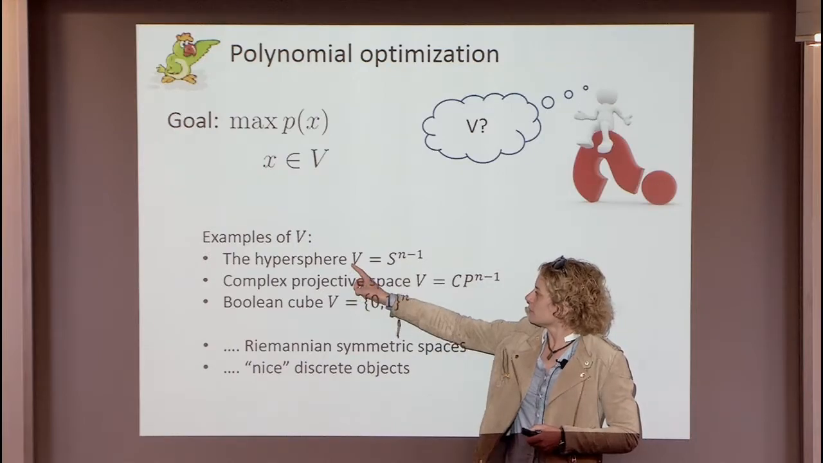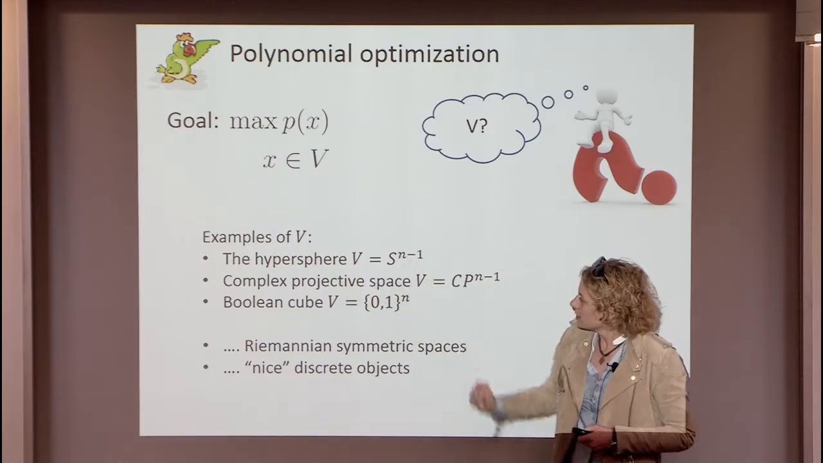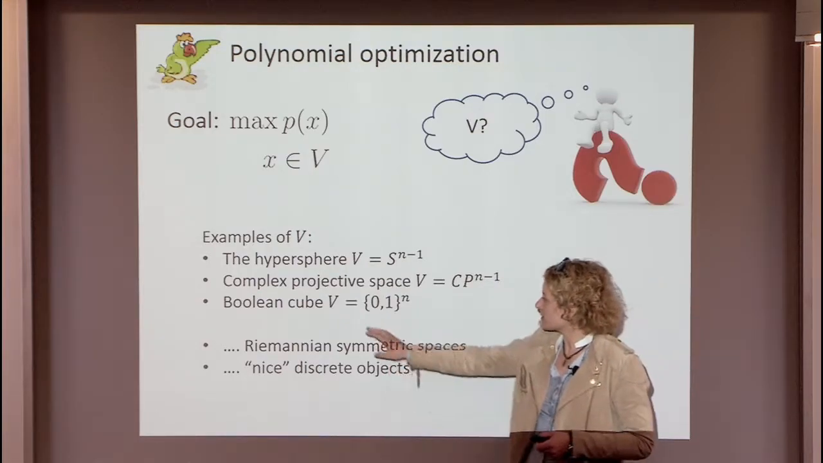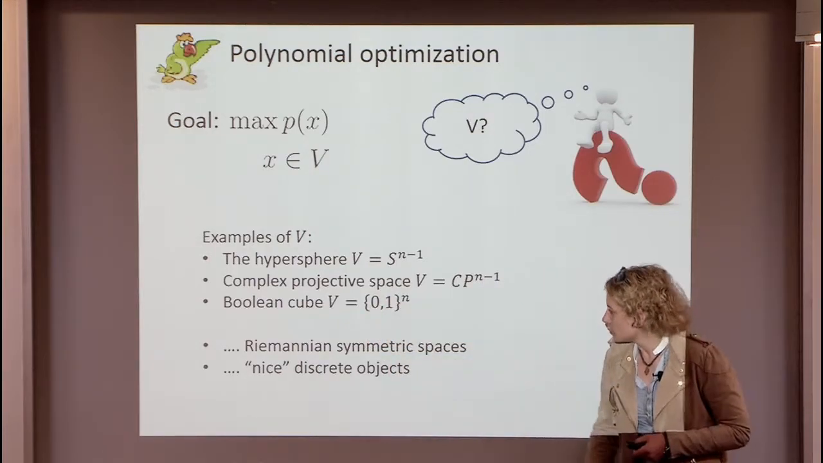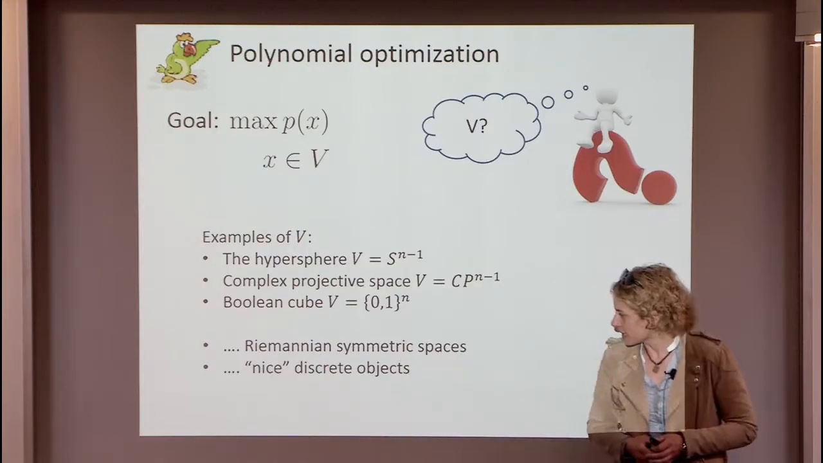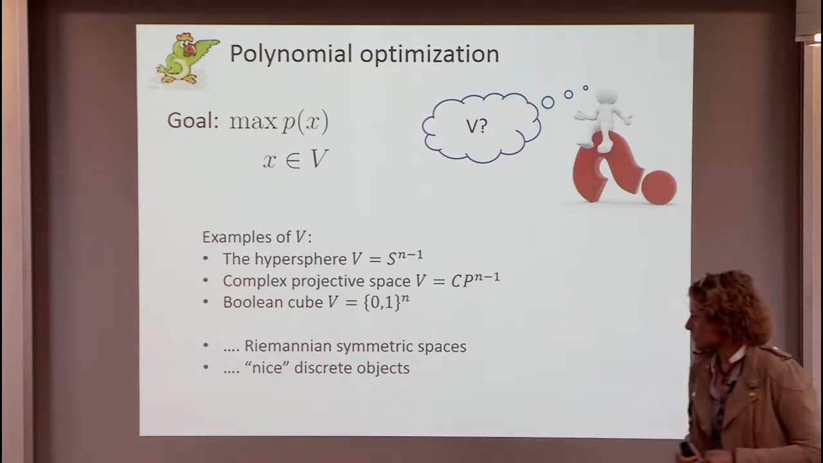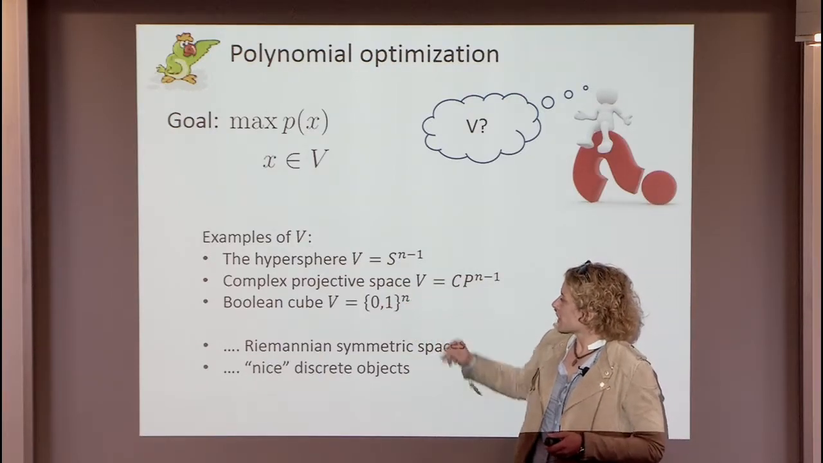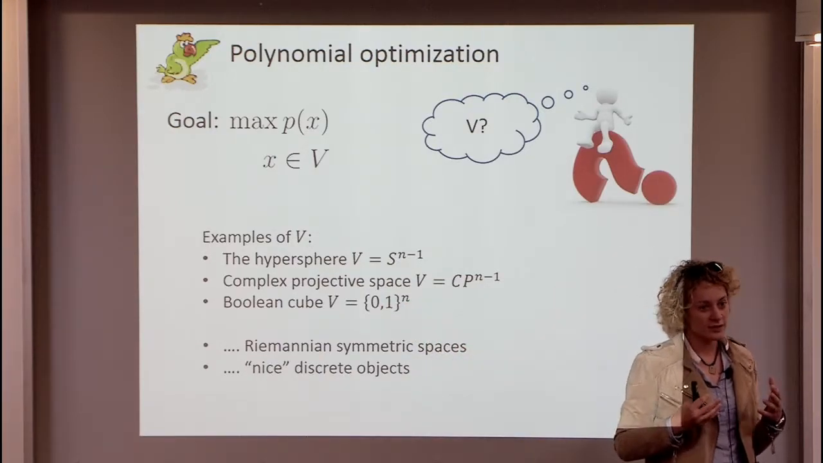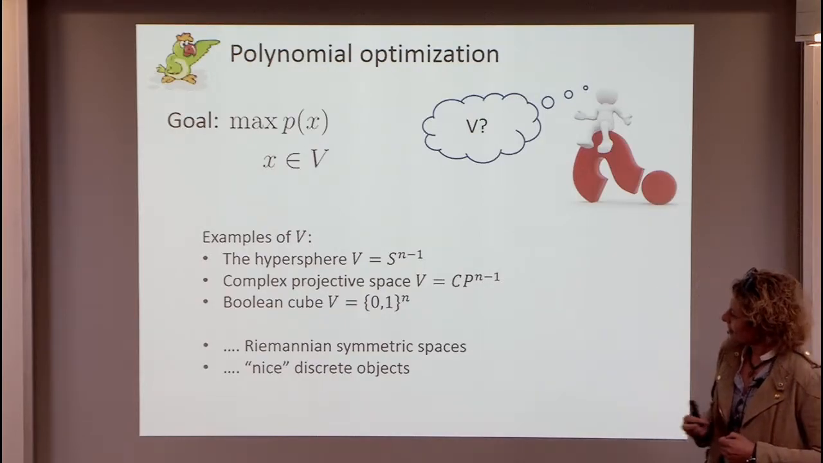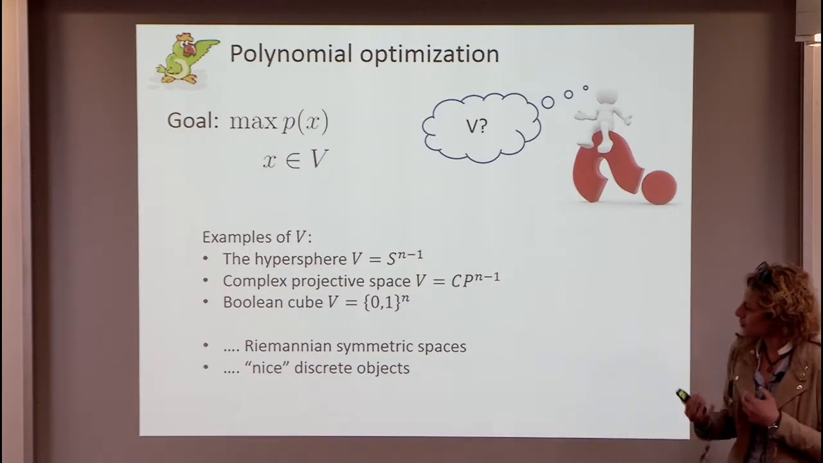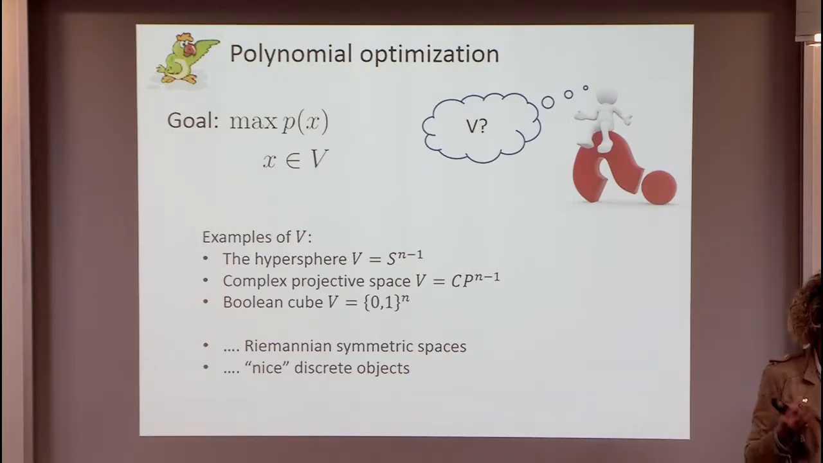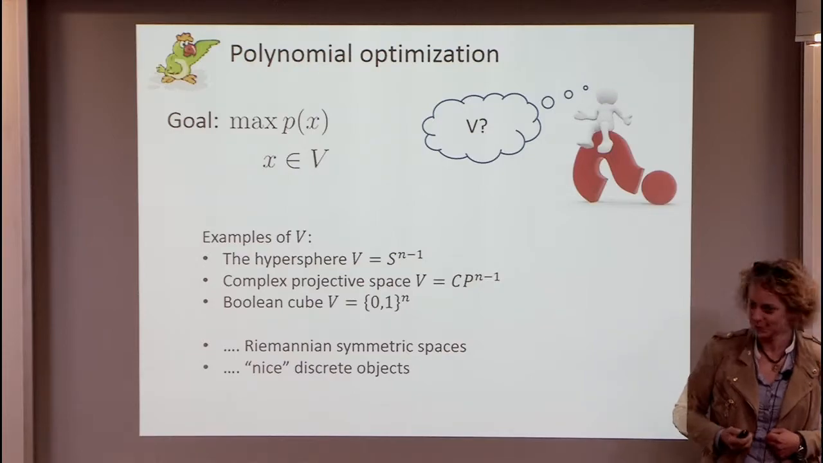For example, V might be the hypersphere of dimension n. It could also be a complex projective space. It might also be a discrete object like the Boolean cube. But what I'm going to say is also going to apply to general Riemannian symmetric spaces and nice discrete objects. For example, if this was over a ternary alphabet, then you could play the same tricks. Even though we will see in the end that you need to know a few things about the space V, in particular some properties of orthogonal polynomials relevant to V, but I'll get back to this.